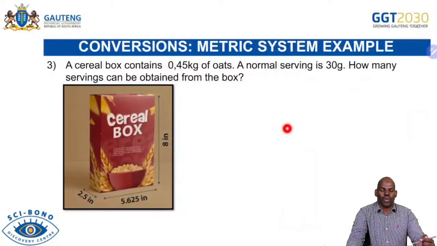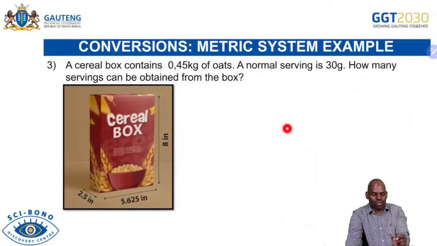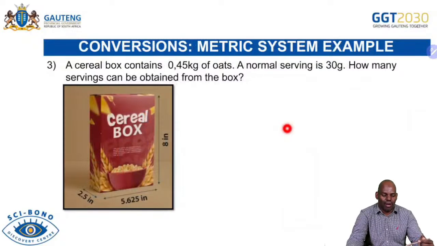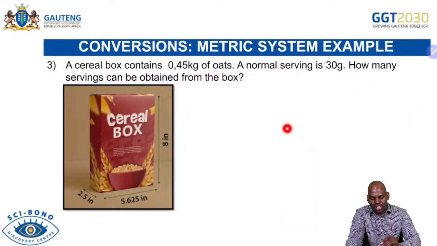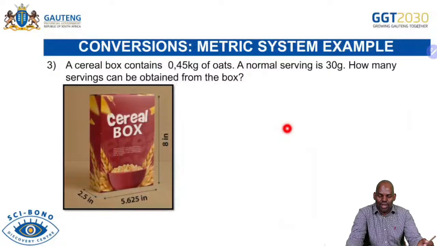comparing. Then the next one is a cereal box. A cereal box contains 0.45 kilogram of oats. A normal serving is 30 grams. How many servings can be obtained from the box? If your parents buy a box of cereal, every serving is supposed to be 30 grams. If you measure it, 30 grams will be enough for each serving. But how many servings can you get?